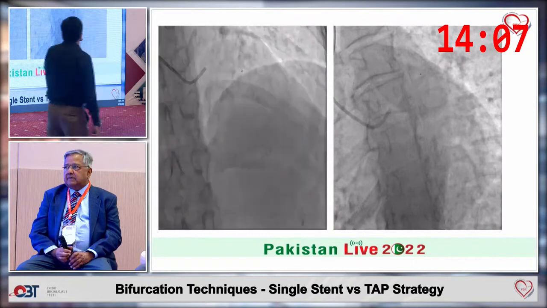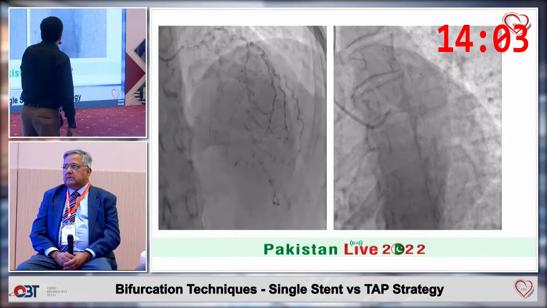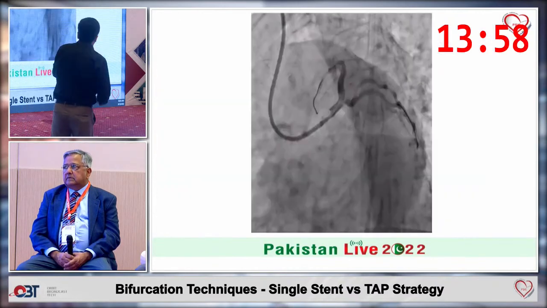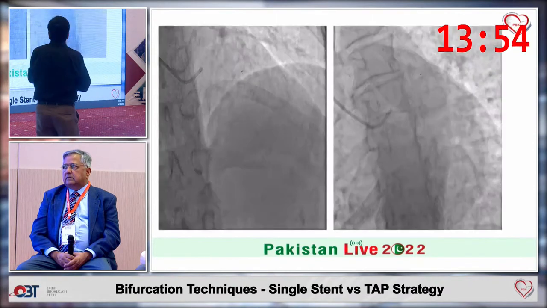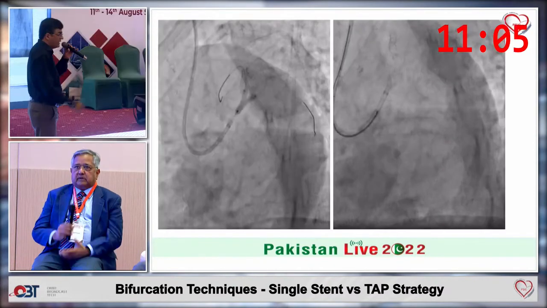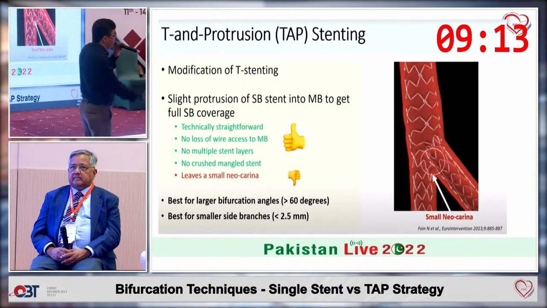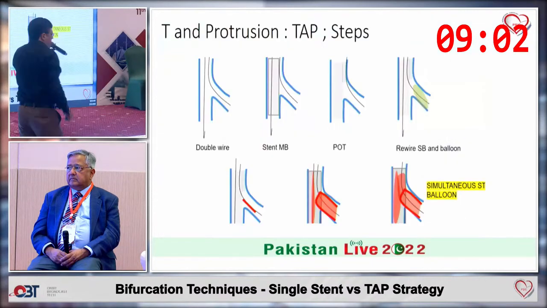So this is an interesting case that we did a few weeks back. This patient has a proximal LAD lesion. Okay, so they went up with TAP technique. So, T and protrusion, the TAP, what are the steps?